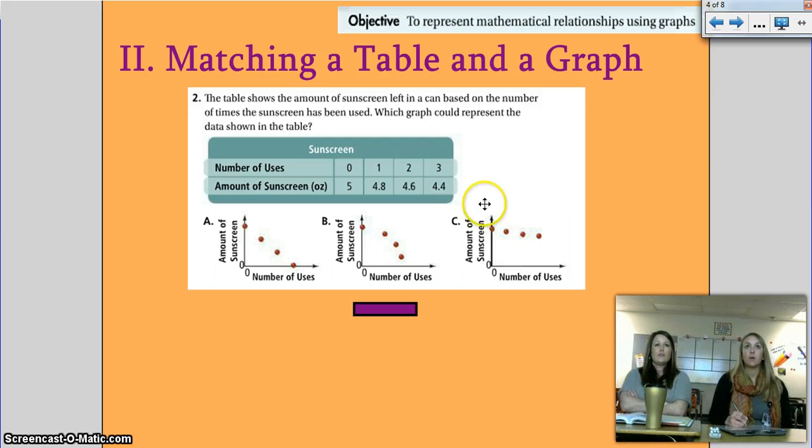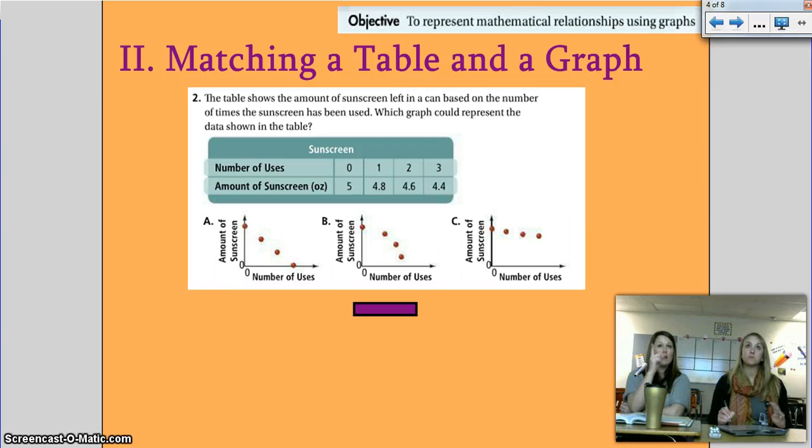Table. I know the first time there were 0 uses and there were 5 ounces in the can. It looks like all of them start right there, so that part doesn't really help me. I also know that as I use sunscreen, or if it's the spray kind, it's going to decrease. I also see that each of these are decreasing, so I still can't eliminate any.